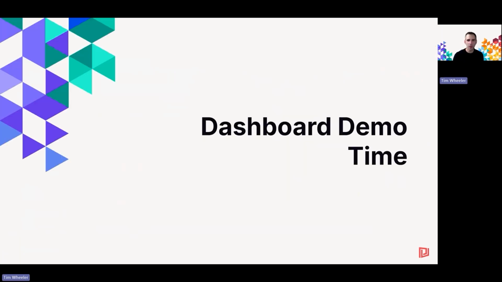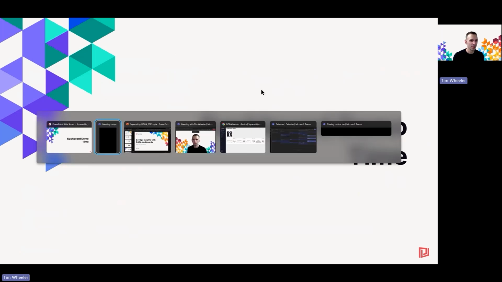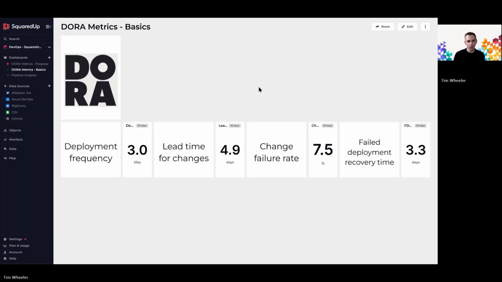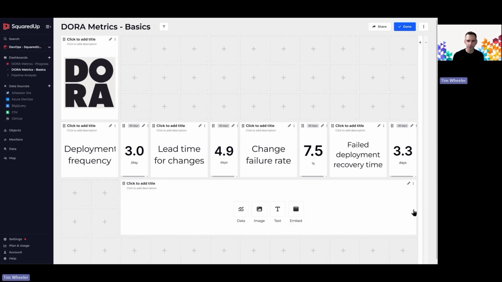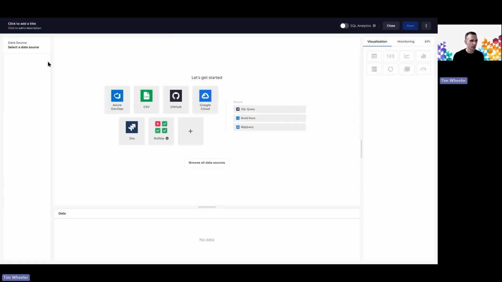Okay, that's enough talking, I think. So let's get on to some demoing. Here I've got a really simple dashboard with just the 4 metrics laid out. And I'm going to show you briefly how to set one up. So we'll just take deployment frequency. We'll do this one from scratch.